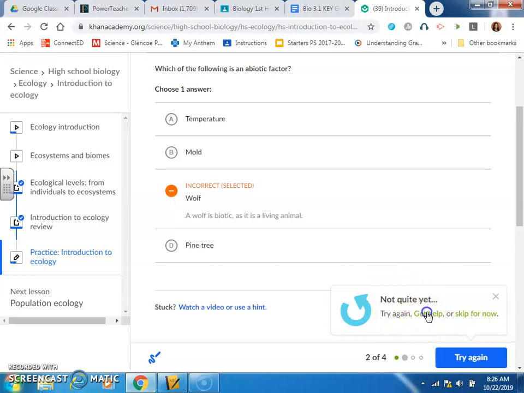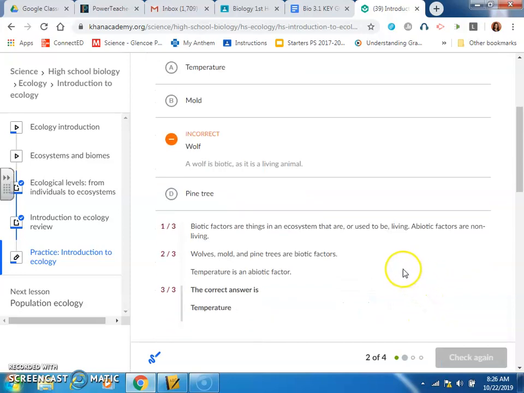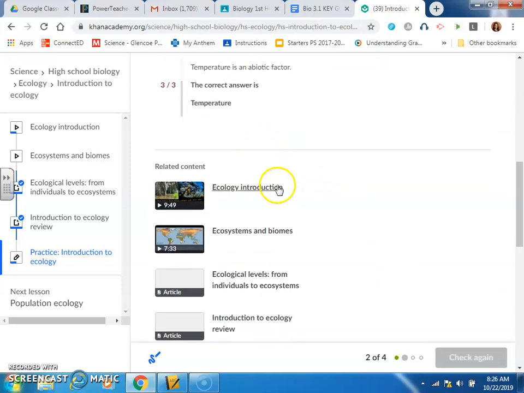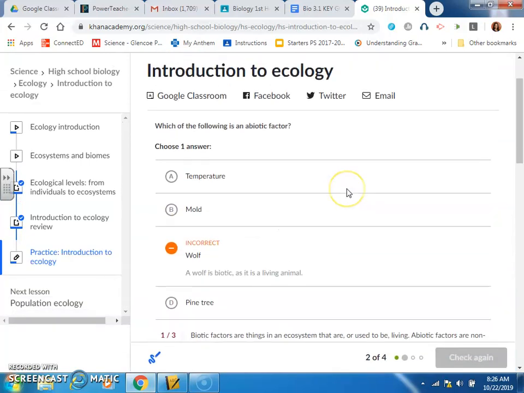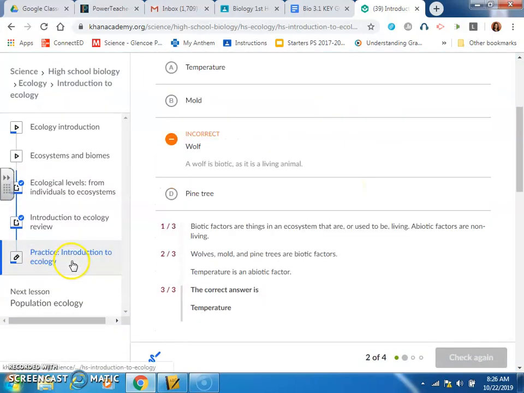So if I want to get help, I just click this, and then it comes out and it shows me biotic factors are things in an ecosystem that are or used to be living. Abiotic factors are non-living. So it'll tell me wolves, mold, and pine trees are biotic factors. Temperature is an abiotic factor. And then I can look at the related content if I want, and then I can move on. Okay, so that's just one of the ways that you can use this.